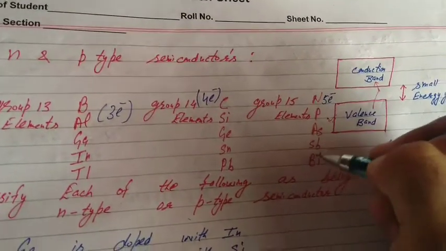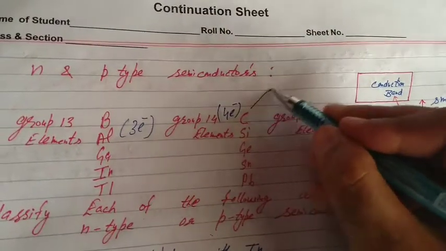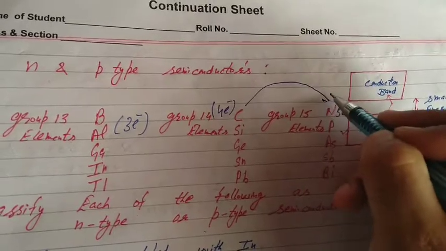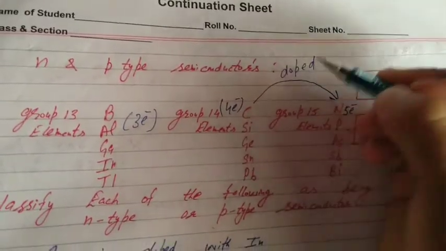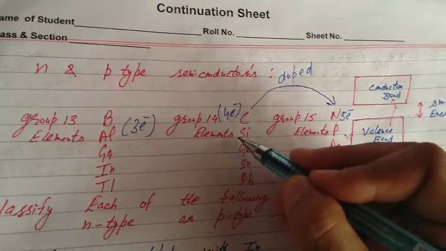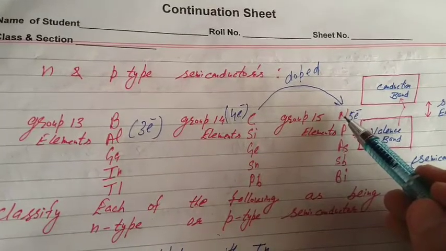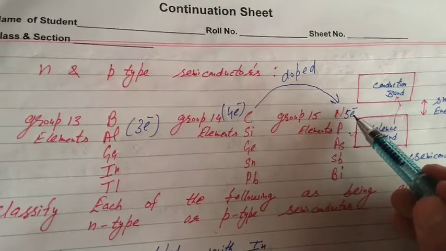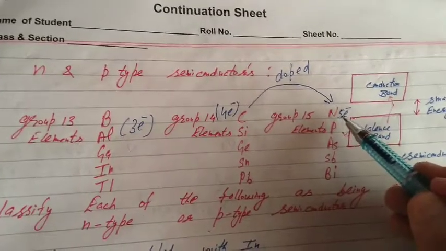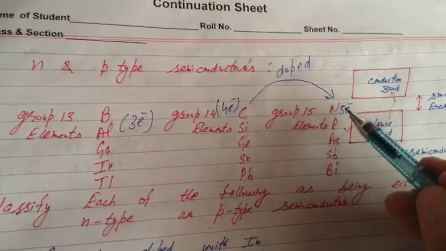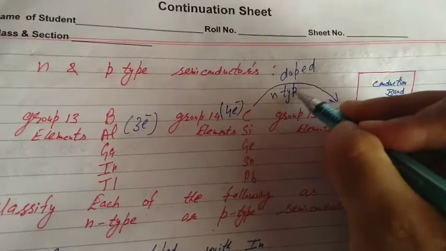N and P type semiconductors, students. When group 14 elements are doped with group 15 elements. Group 14 elements have 4 valence electrons. When we are adding impurity of group 15 elements, which have 5 valence electrons, due to doping they become electron rich, that is 1 extra electron is added. Electron carries negative charge, so they become N-type semiconductors.